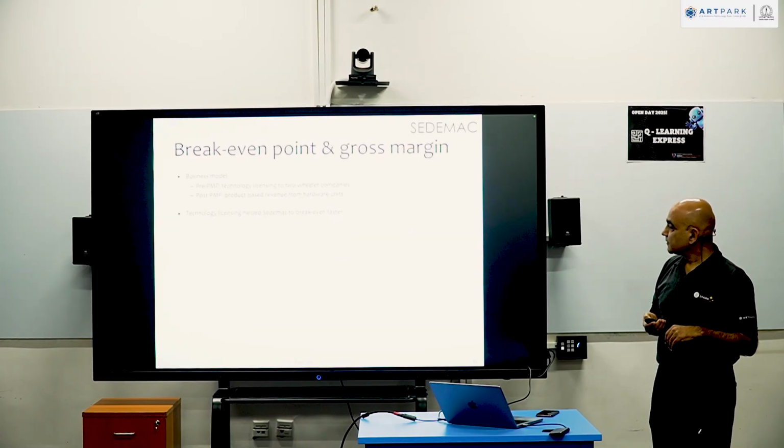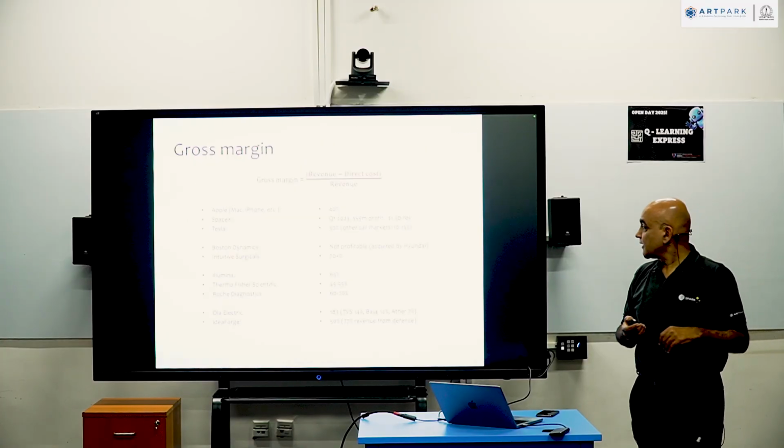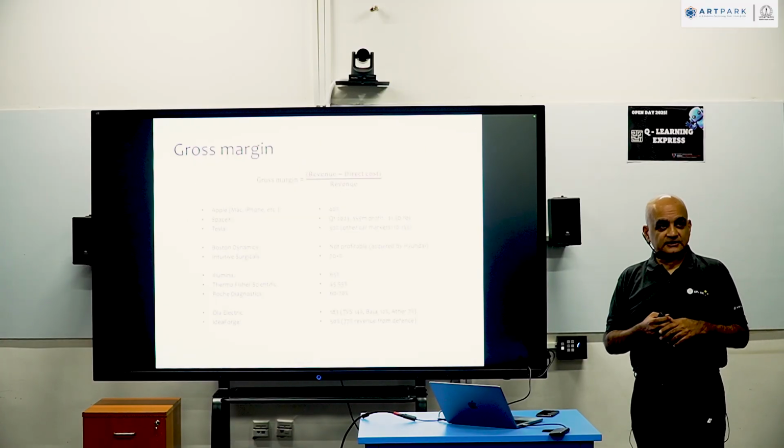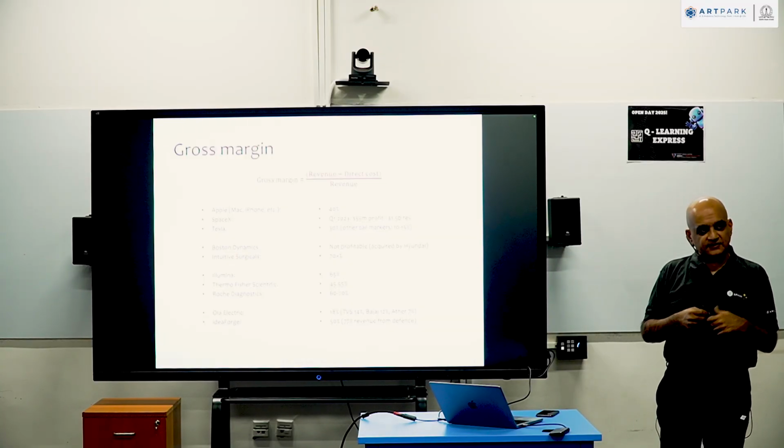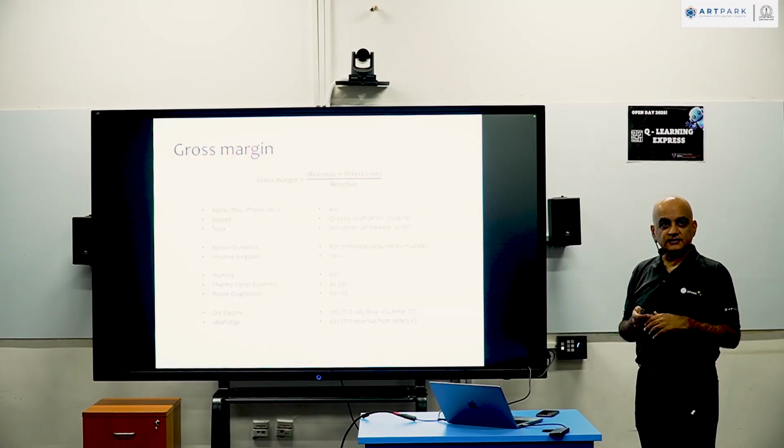Illumina is a company on which all the gene sequencing work gets done. So 80% of the market is owned by Illumina. Whenever you do your gene sequencing, it's likely an Illumina machine.